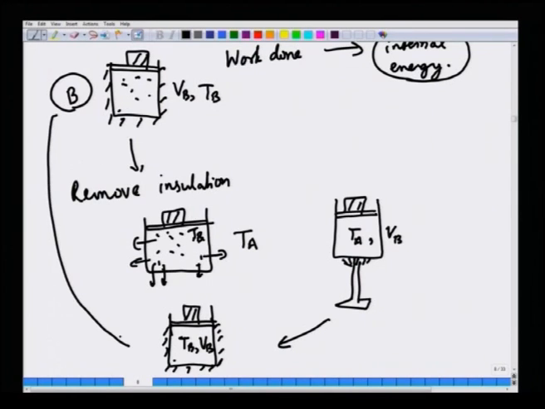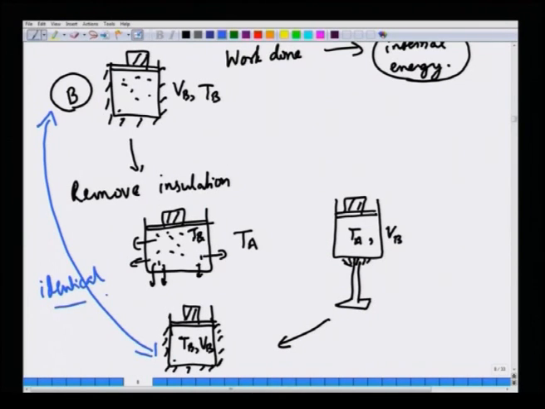state B. So the state B that you had here and the state B that you had here are identical, because they have the same volume and same temperature. But what is important to understand is that the way you have reached the state B is entirely different in these two cases. In the first case, you compressed a gas present in an insulated cylinder from an initial state of temperature Ta, and then you did work by applying a force, and that resulted in a new state with temperature Tb and volume Vb.